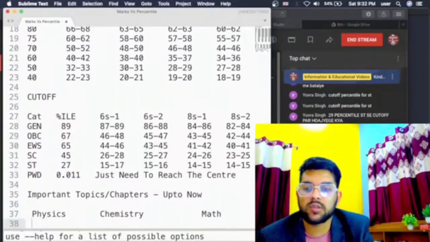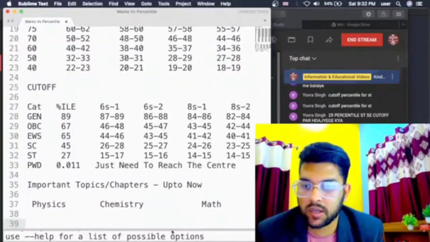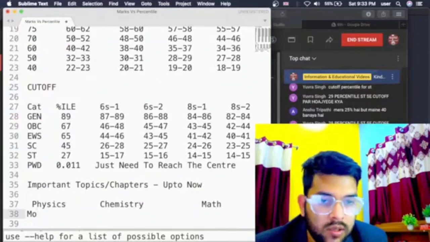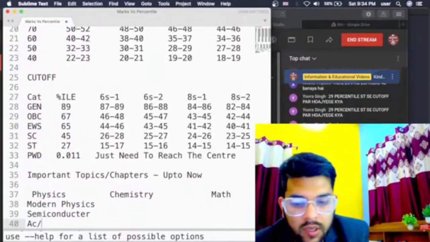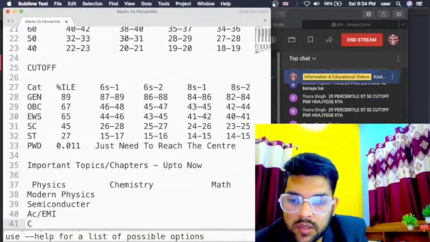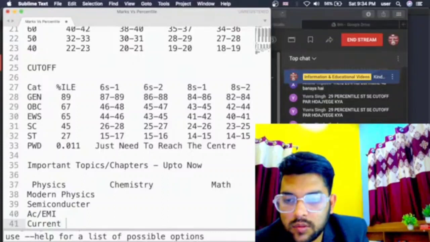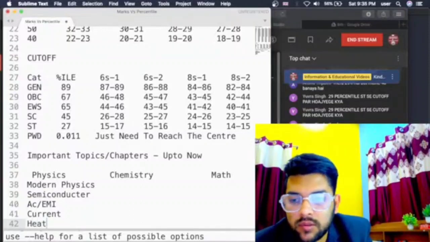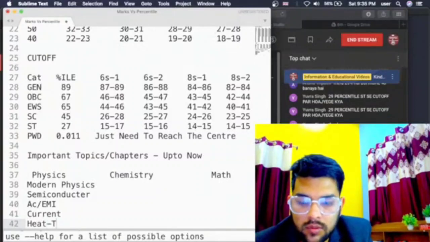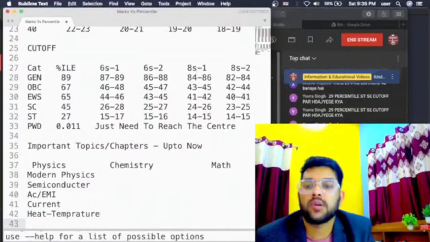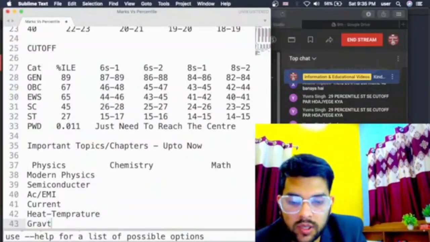Now coming to the important topics, whatever has been asked by NTA up to now. In physics, modern physics always has the highest weightage, particularly in JEE Mains. Alternating current and EMI, also current electricity. There was a question from heat and thermodynamics as well. And gravitation is also very important, a small chapter.